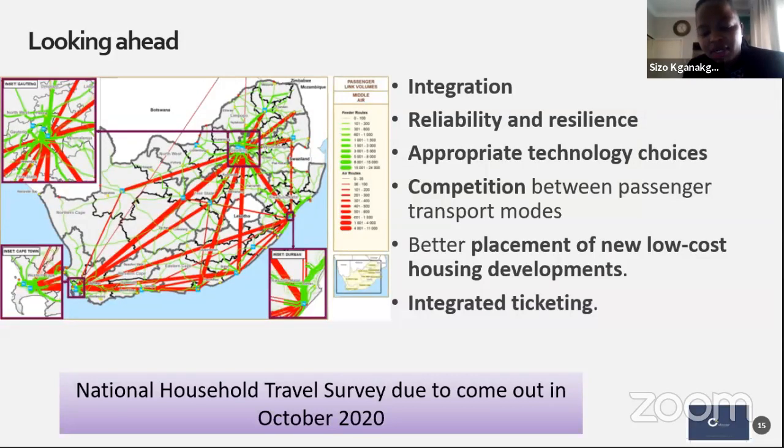And the integrated ticketing conversation, which we had last time as well, for me is quite important within the conversation of demand planning as an enabler to that insight and information on traveling behavior for the commuter. I think that is it from my presentation.